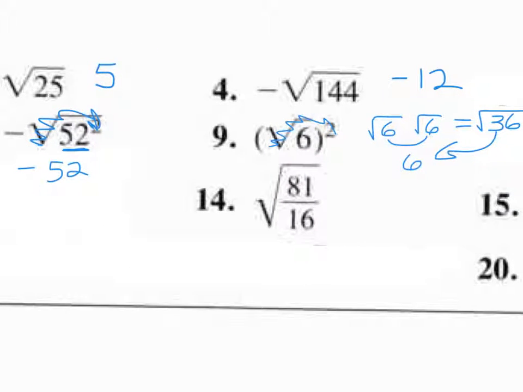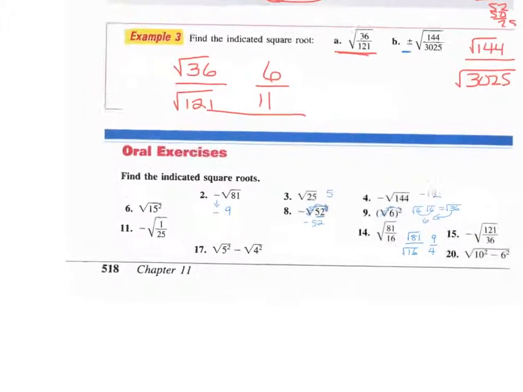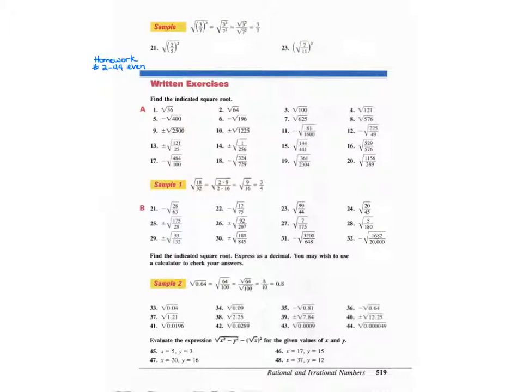Now, on number 14, again, remember you could pull these apart. Find the square root of 81, the square root of 16, and it's 9 over 4. Now, when you get later on in the homework, you may have to simplify some of the problems because you're actually going to go all the way to number 244 even.